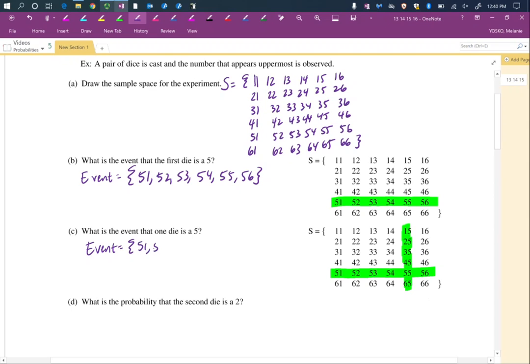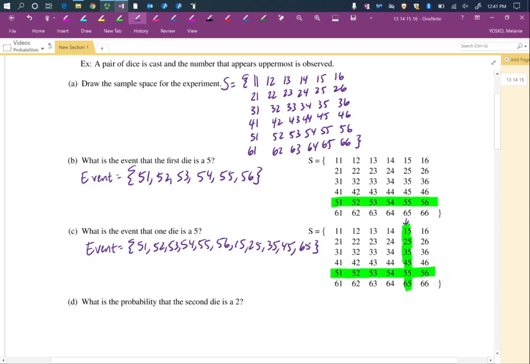So 5 1, or 5 2, or 5 3, or 5 4, or 5 5, or 5 6, but do not duplicate them. So we went all the way across. We did this. Now we're going to go down. 1 5, 2 5, 3 5, 4 5. We already wrote 5 5, and 6 5.